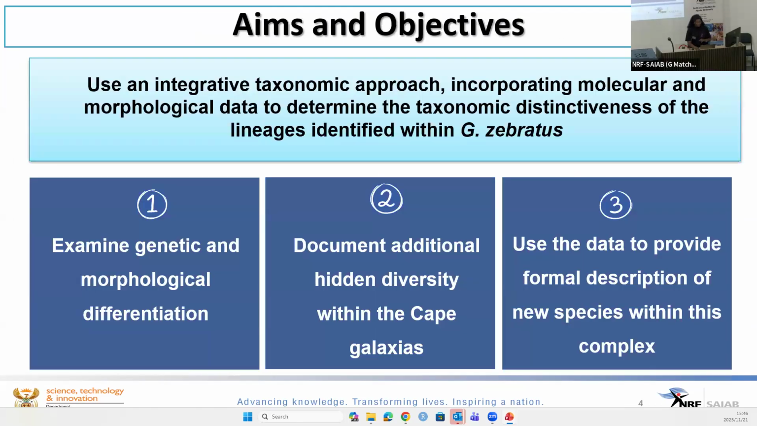So the aim of our study was to use an integrative taxonomic approach, which incorporated molecular and morphological data to determine the taxonomic distinctiveness of the different lineages that were identified within the Cape Galaxias, with the main objective to use this data to provide formal descriptions of new species.